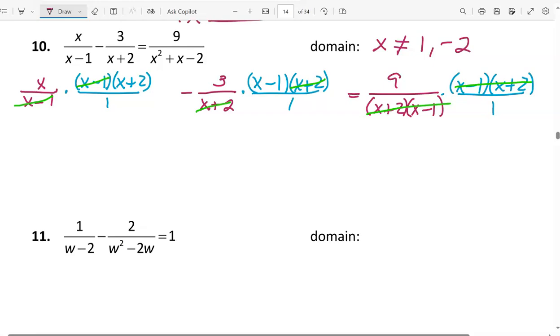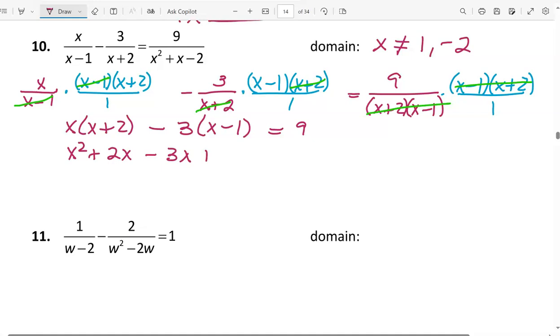This will leave the first multiplication as x times x plus 2, and the second as 3 times x minus 1, and the third as 9. Now we're going to use the distributive property of multiplication over addition and over subtraction to rewrite the left side of the equation. Be careful when distributing a negative. Let's combine like terms. So we get x squared minus x plus 3 is equal to 9.